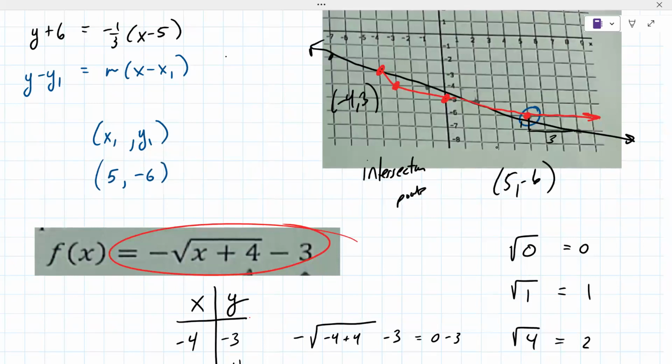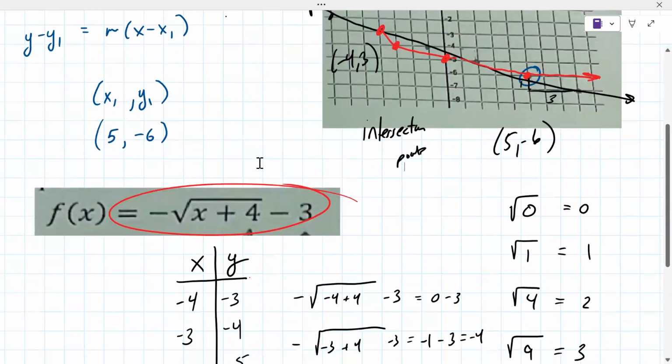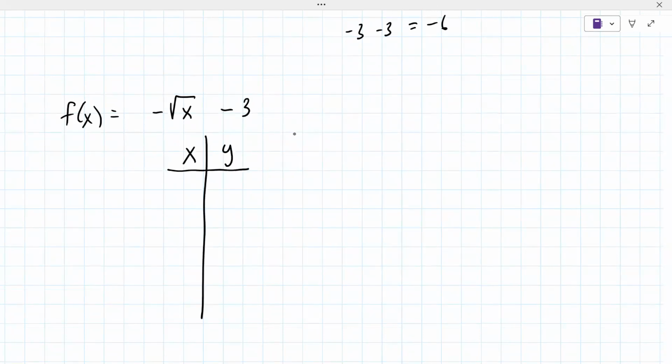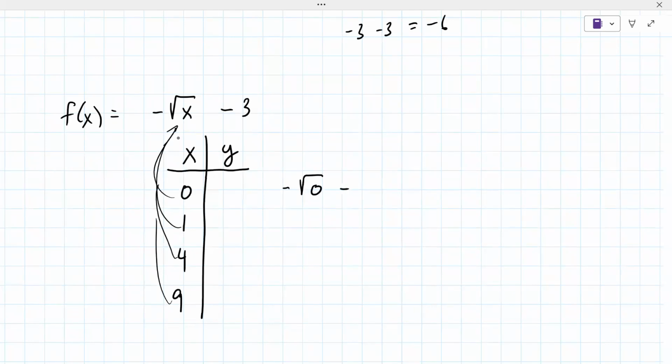Okay. But more importantly is this whole square root thing. So let me dial it back and give you a much more straightforward problem. Let's just say the function is negative square root of x minus 3. We're going to build a table to do this. X, y, 0, 1, 4, and 9. What you have to do is put each of these x values back in. So for the first one, it's minus square root of 0 minus 3. Can you simplify that for us, please?